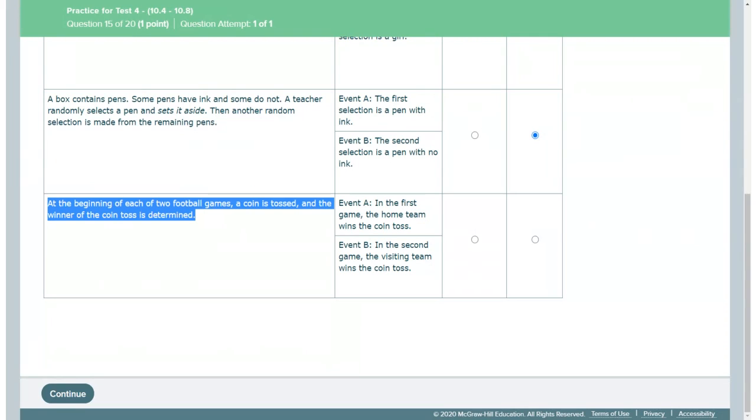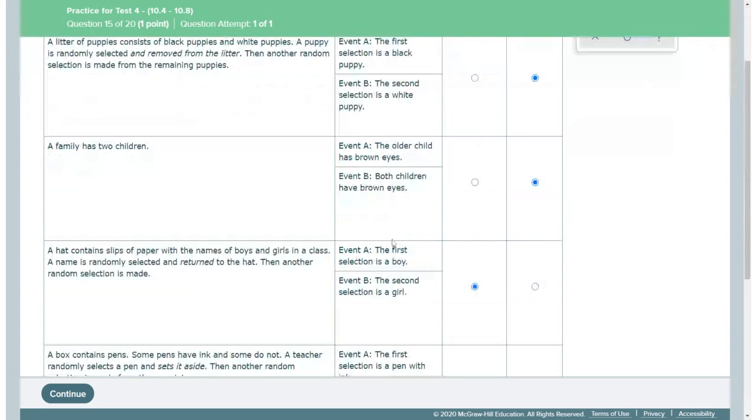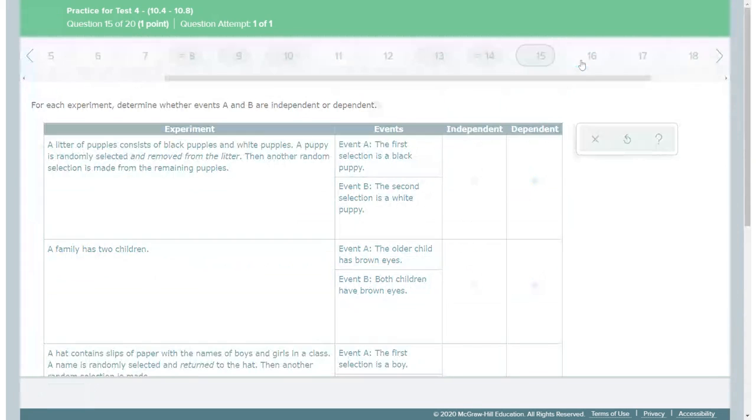In theory, every time you flip that coin, it could come up heads. We know the probability is that it comes up about half heads and half tails over the long haul, but probability-wise, we can never predict. So these things are about as independent as you can get. All right, 16.